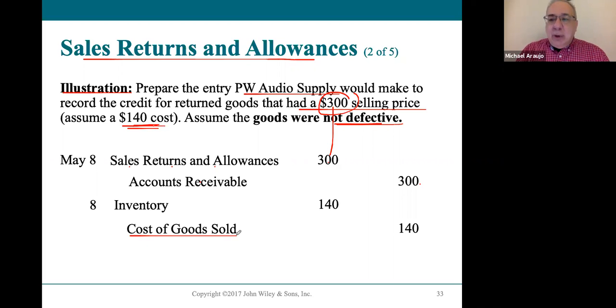However, in merchandising and retail, because there's a lot of goods that are coming back that are really good to sell to other people, you don't have to throw them away. You'll put them back in inventory, but you have to take out the cost of goods sold. So this is one of those accounts, even though it's an expense account, it'll have an active credit side as well.